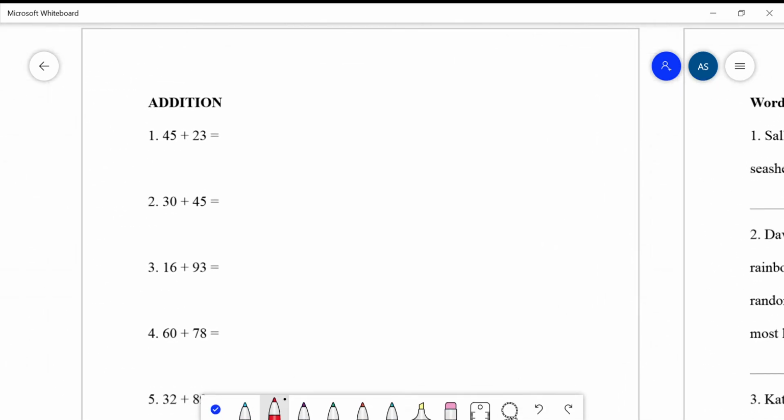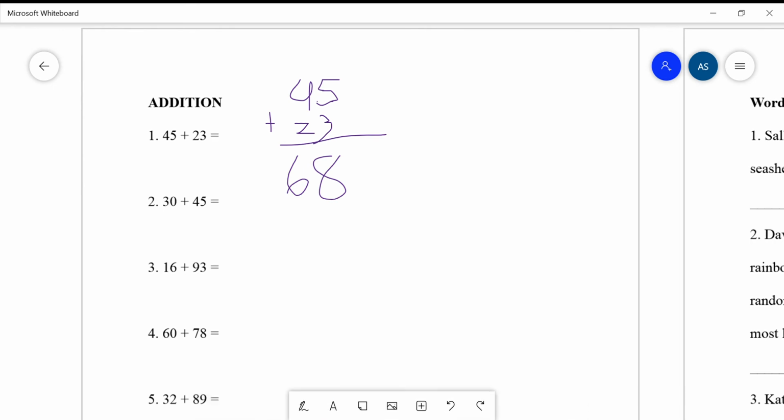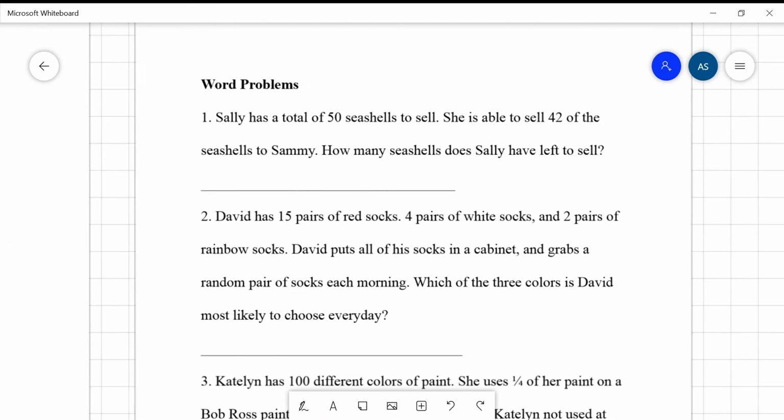Addition. Let's just do one problem for addition. So adding, we're also going to line it up. Remember to line it up with your ones, tens place all together. 45 plus 23, adding up. 3 plus 5 is going to be 8. 4 plus 2 is going to be 6. So your answer is going to be 68. Right? Now then, let's go on to our last page.